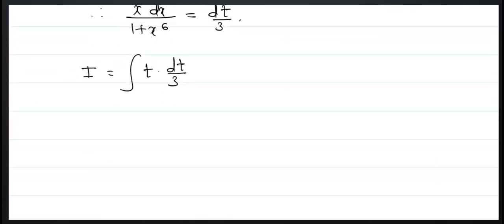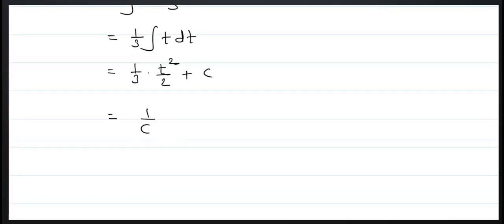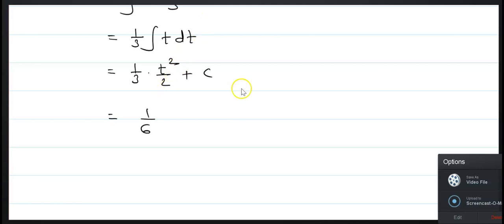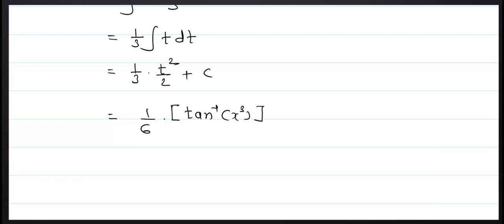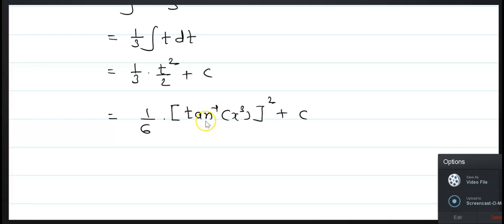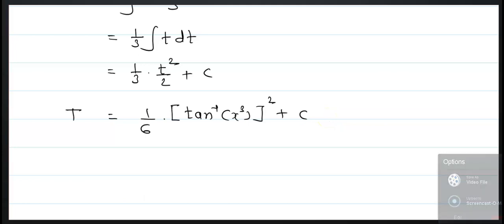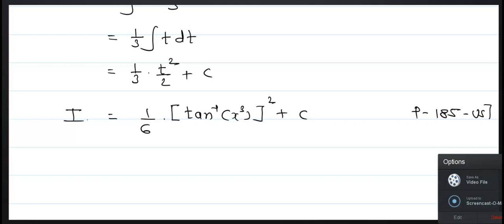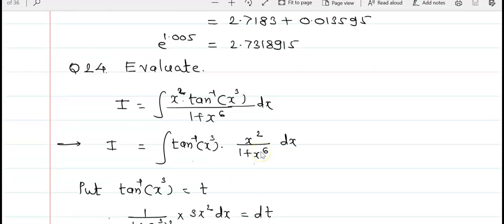And its integration is very simple. 1 by 3 log of mod t, that is, t square upon 2 plus c. And you will get 1 by 6 times tan inverse of x cube, bracket raised to 2, plus c. This is the integration. It is on page number 185, an unsolved question. Now see this again, the solution of this.